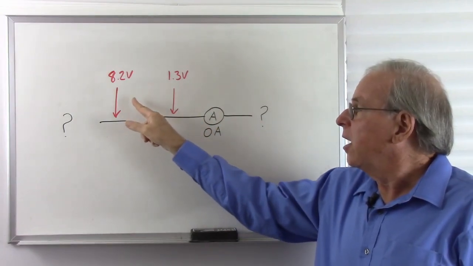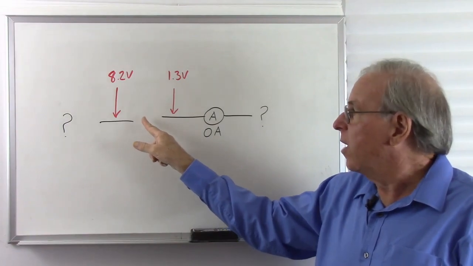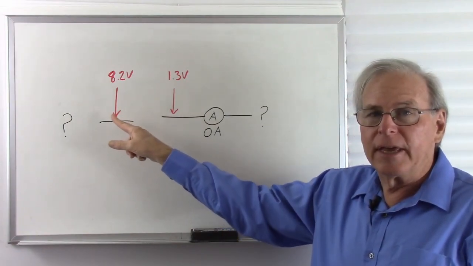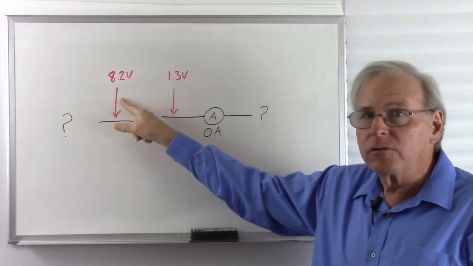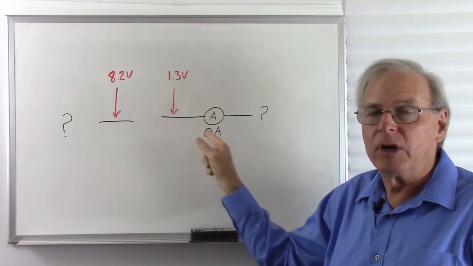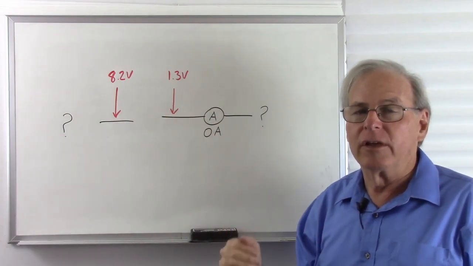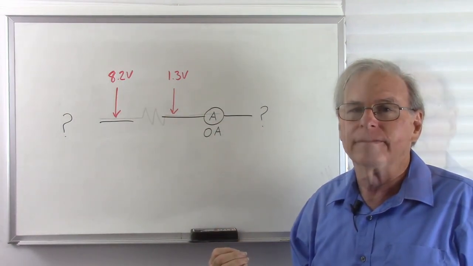So here's a situation where we could be fooled into thinking we had a good resistor there where we actually have an open resistor. So if we have voltage across a resistor, but no current, that resistor is an open circuit. It needs to be replaced.